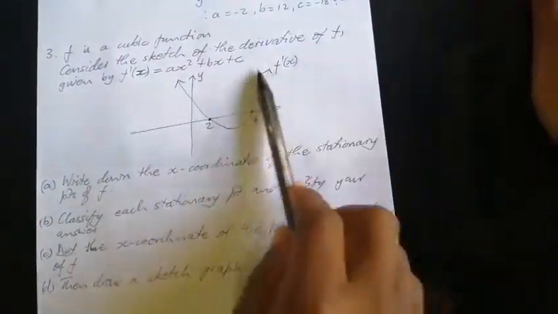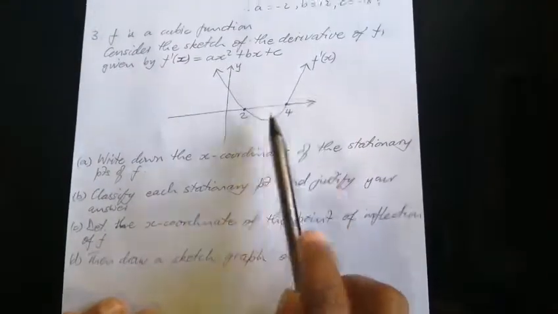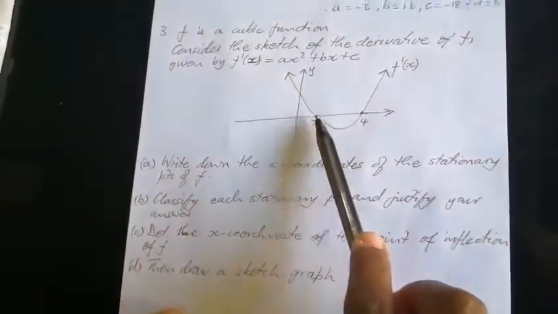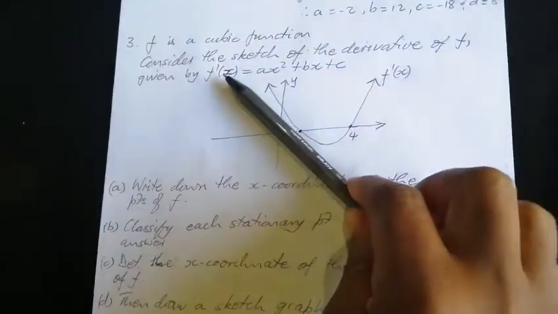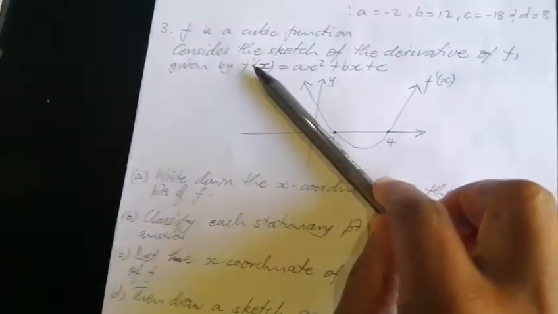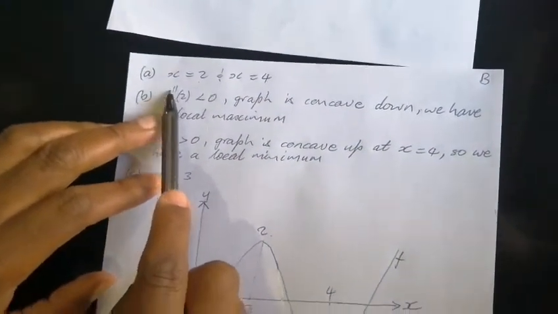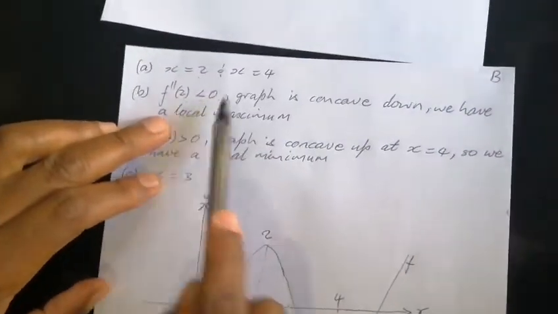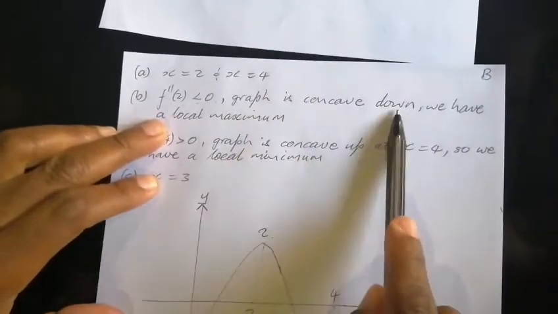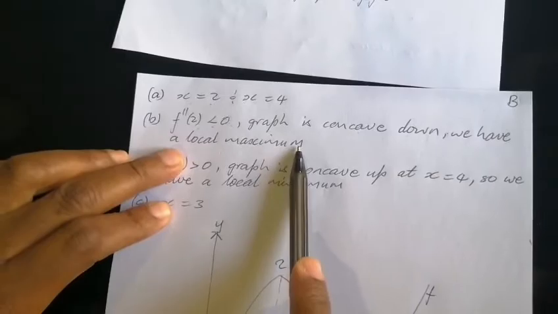However, we are using the graph. We are not doing any calculations. We are using the graph. At this point, f dash dash is a tangent at that point and is tilting where? To the left. So it is a negative gradient. That is why we are saying here f dash dash of 2 is less than 0. Graph is concave down. We have a local maximum point.